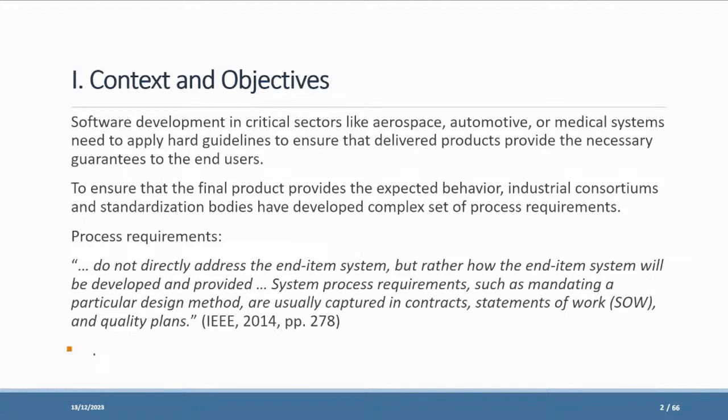What kind of intermediate work products must be created, what kind of characteristics these work products have to present, etc. So the process requirements are very important, especially when we have to develop something, as we said, for this kind of critical applications. Here you have a definition of the process requirements from an IEEE document. Those that don't directly address the end item system, but rather how the end system will be developed and provided.